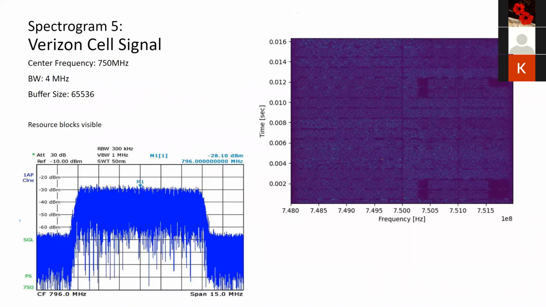And then the last signal we looked at was a cell phone tower signal. You can see on the right how the signal is divided up into large rectangles. Those are the resource frames of a 4G LTE signal. We believe this is from the Verizon cell tower on WPI's campus.